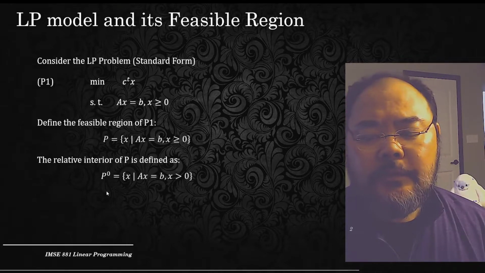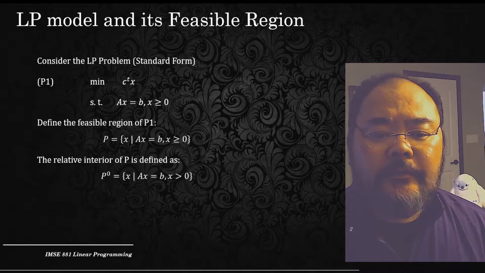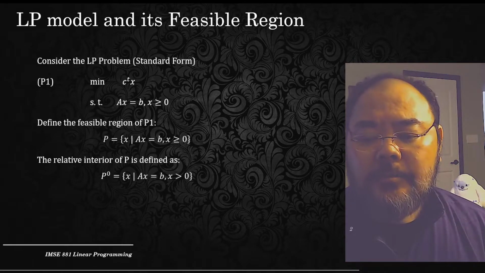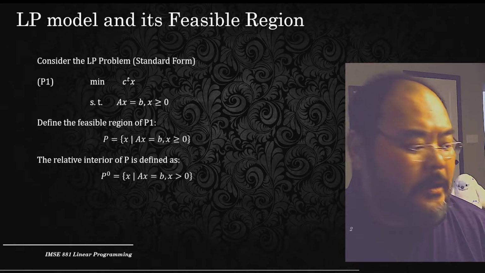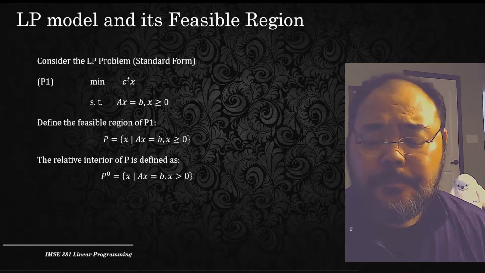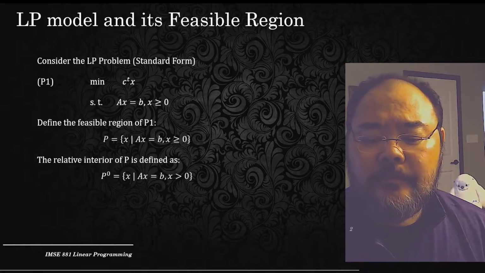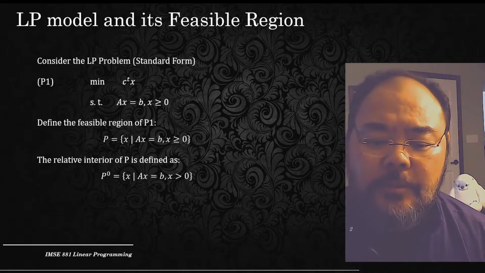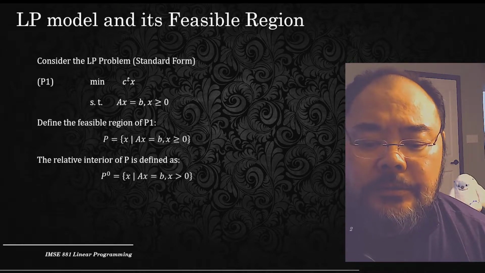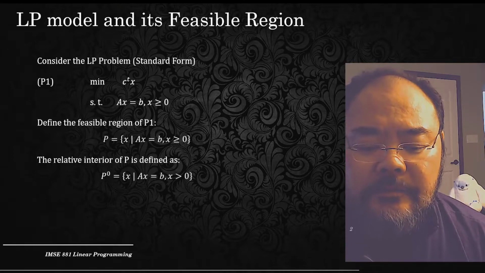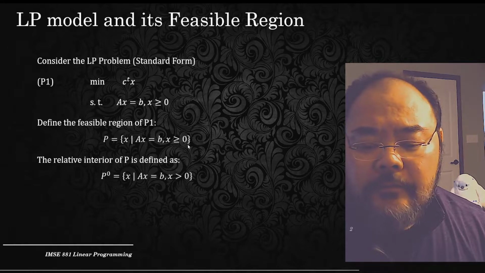Okay. First, we'll look at the standard form of a linear programming model and its feasible region. Linear programming model P1 is minimizing c transpose times x, subject to Ax equal to b and x is non-negative. And we can define the feasible region of P1, capital P, equal to the set of x satisfying Ax equal to b, and x is non-negative.